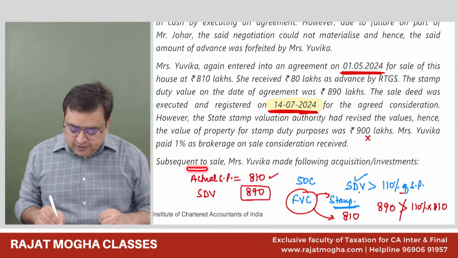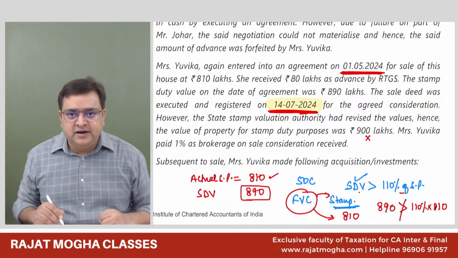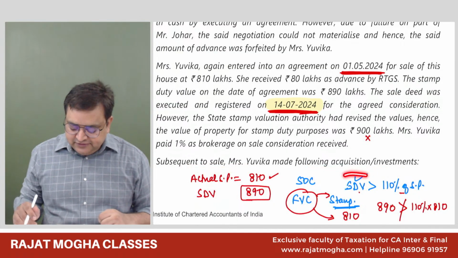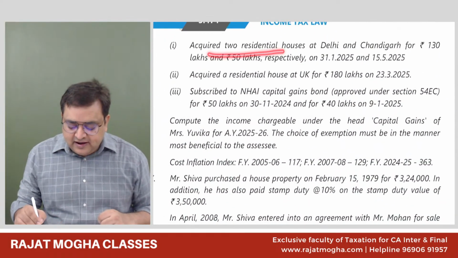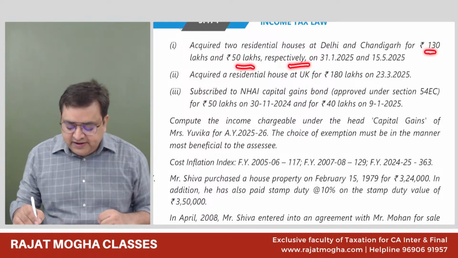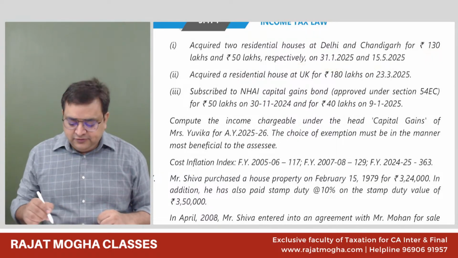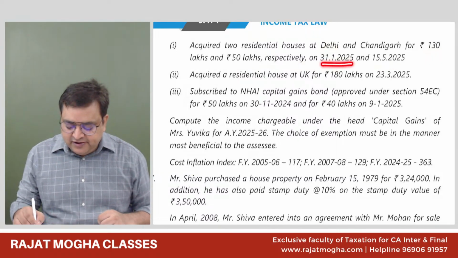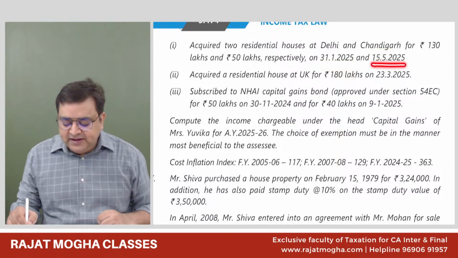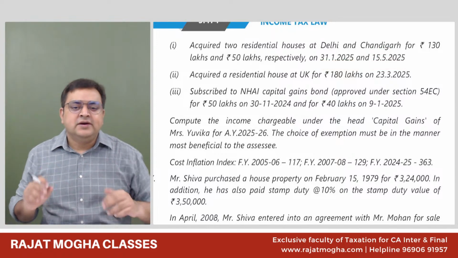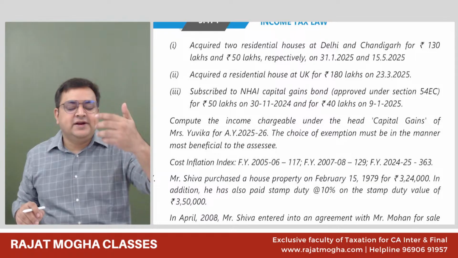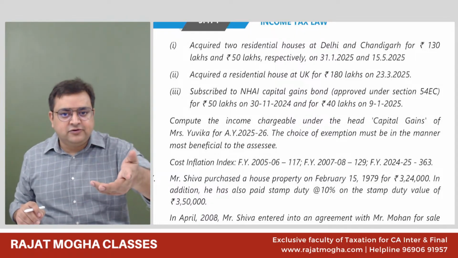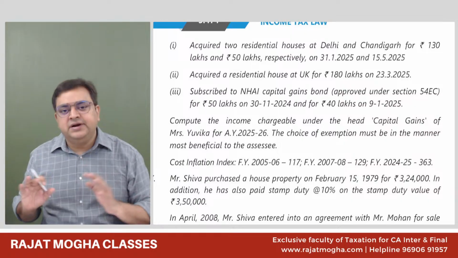Subsequent to sale, Yuvika made the following acquisition and investment. After she sold it, she acquired 2 residential houses at Delhi and Chandigarh for rupees 130 lakh and 50 lakh respectively. She acquired the Delhi house on 31st January 2025 and the Chandigarh house on 15th May 2025, before the due date of ROI. For purchase, she has 1 year before and 2 years after. For construction, she has 3 years. But she did it right now.